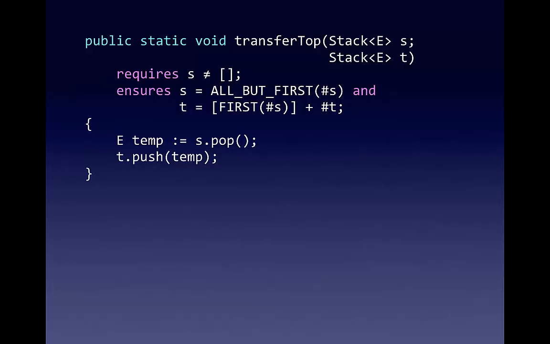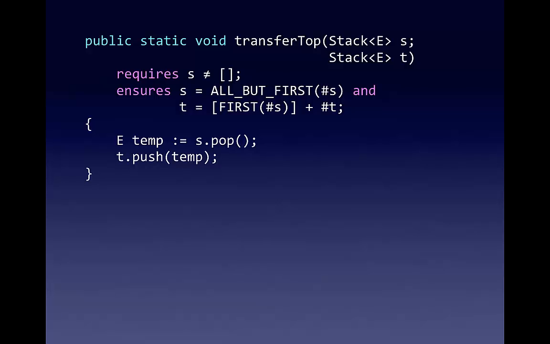Here is the operation we want to verify, transfer top. Previously, we showed this operation with an informal specification and traced through the code for specific inputs. This time, we want to verify that this code works for all possible inputs. The requires clause states that the first stack cannot be empty. The ensures clause states that the first stack loses its top element and the second stack gains the first stack's top element.